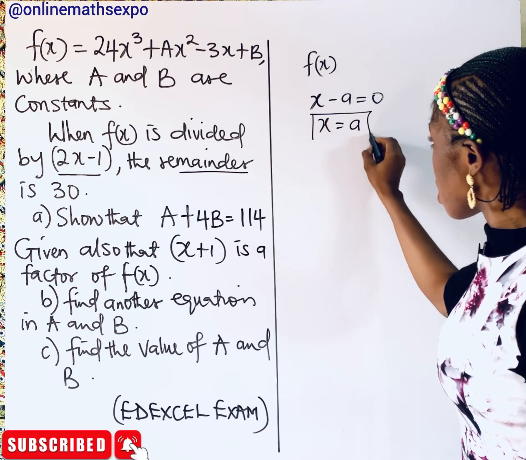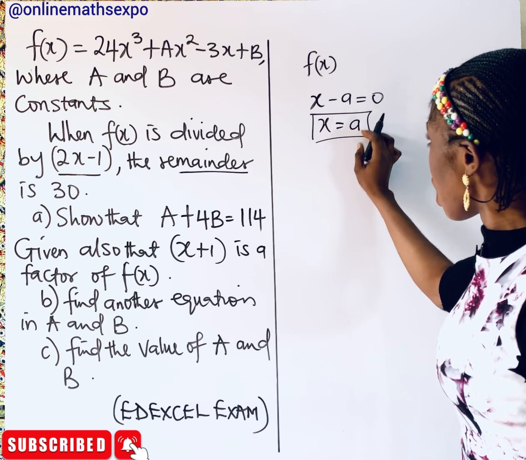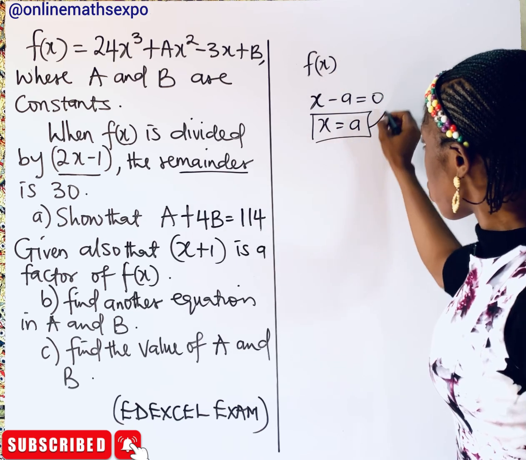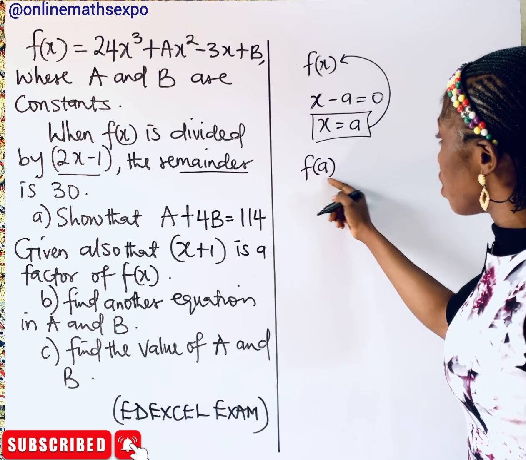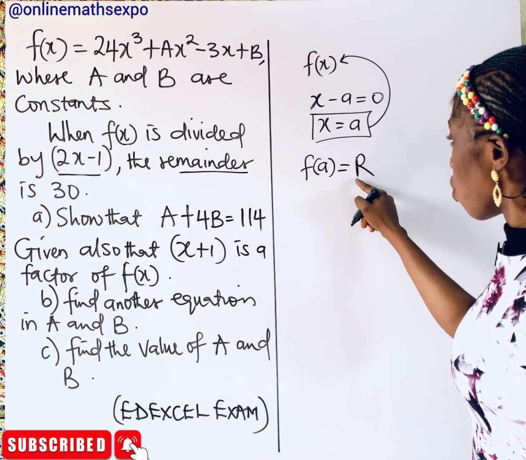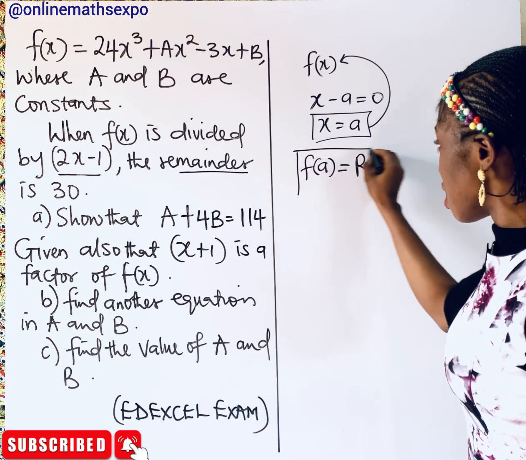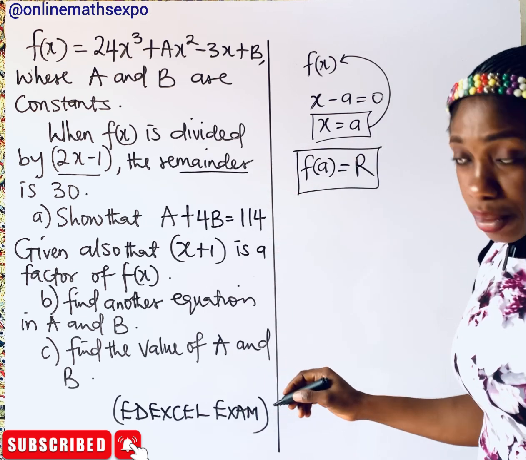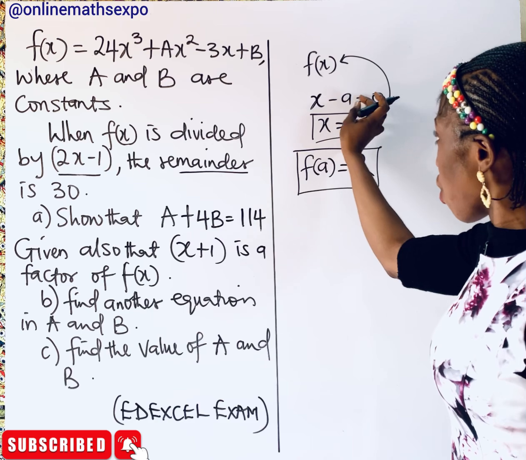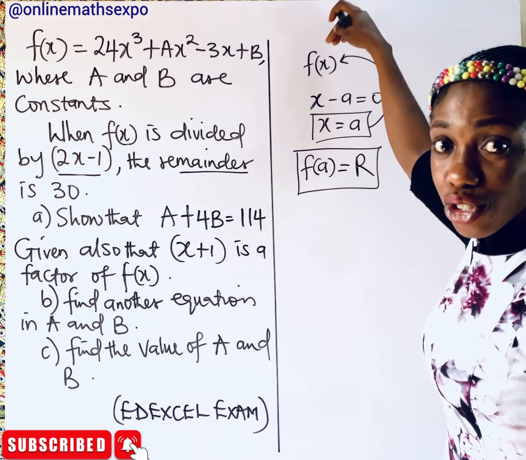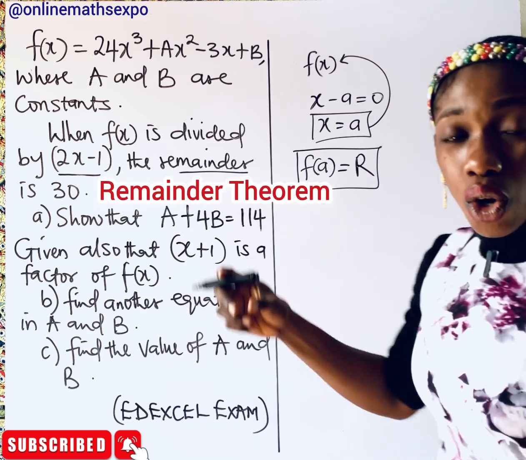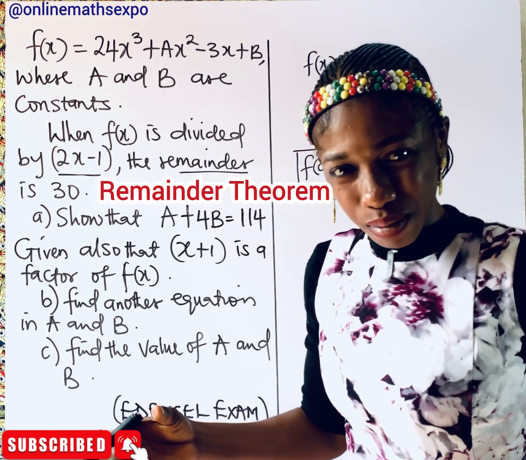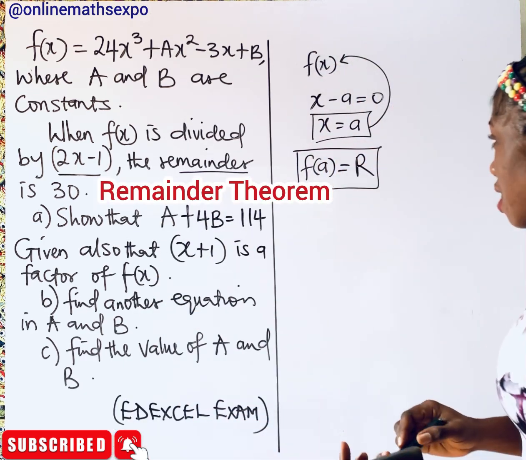So what it means is that if you substitute this a into this function, it's going to be f of a, okay? And this f of a will now be equal to r. This is your remainder theorem. That's when you substitute the zero of the divisor into the function, it should be equal to r. This is what we call the remainder theorem. Now, let's use that guide to answer this question.